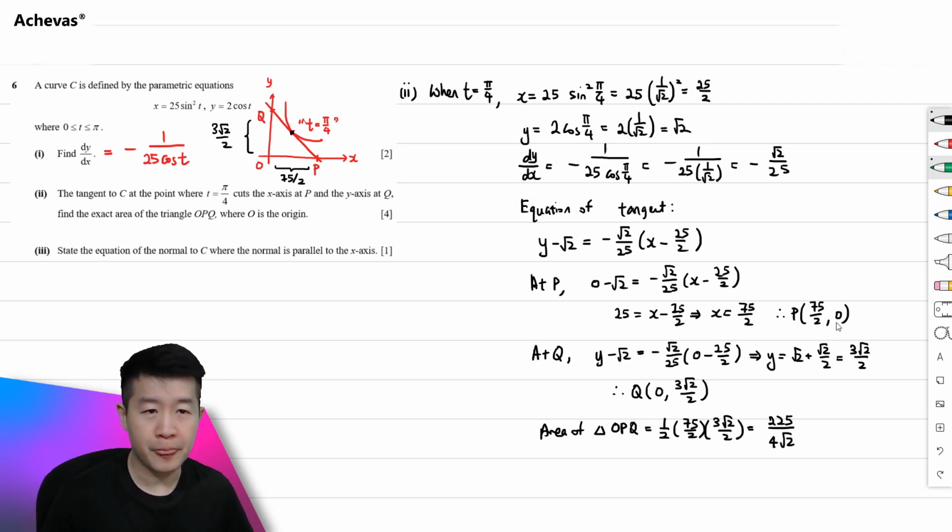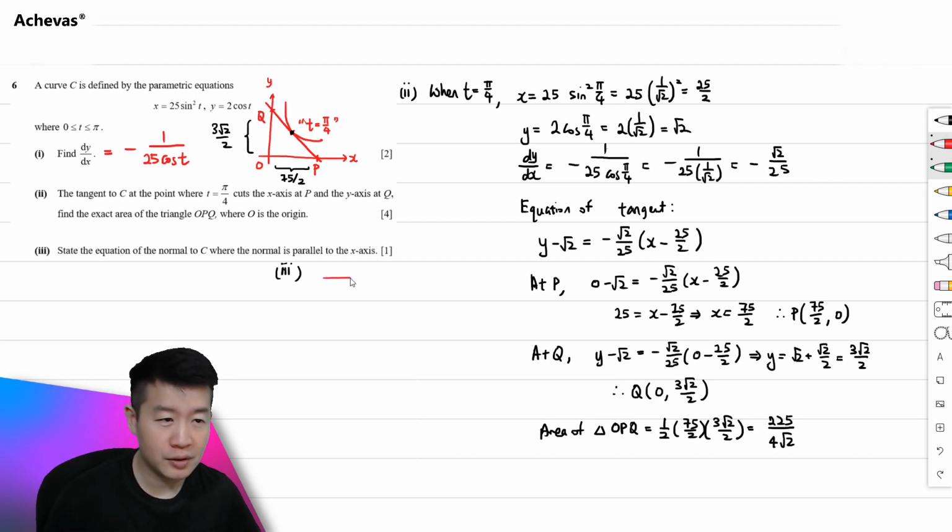Okay, part 2. And part 3. Part 3, we want to state the equation of the normal to the curve C when the normal is parallel to the x-axis. Let's do a little bit of visualization. The normal is parallel to the x-axis, which means that when we try to code the equation of this normal, the equation should look something like this. So when the normal is parallel to the x-axis, this tells me that the tangent, which is perpendicular to the normal, must be parallel to the y-axis.